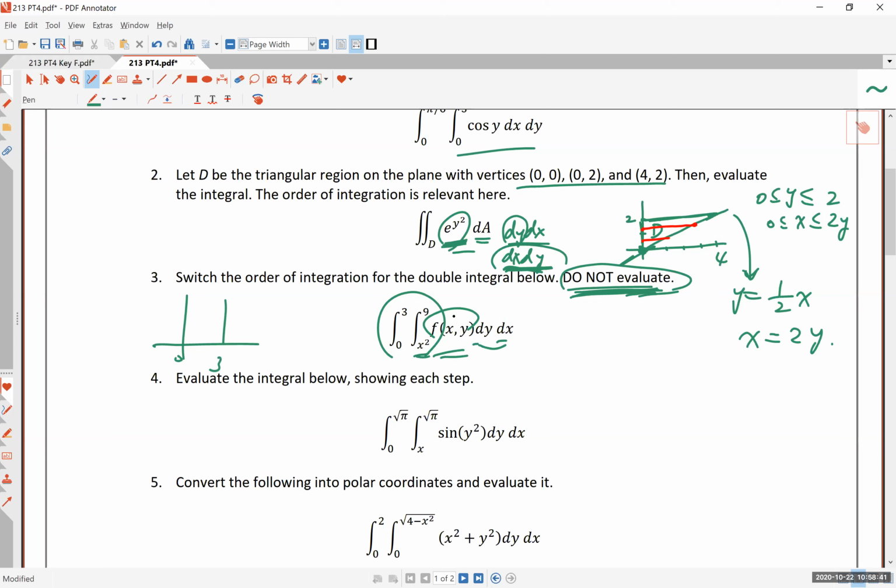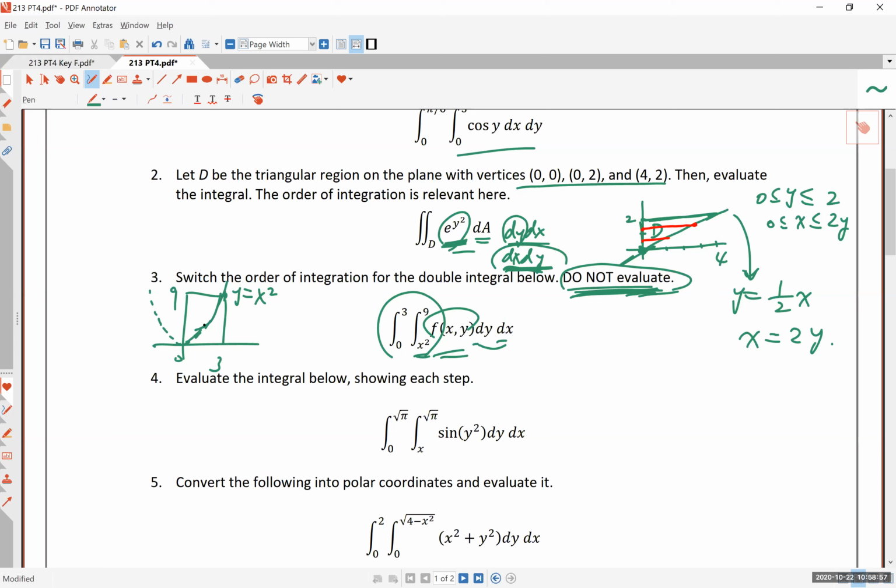Y is equal to x squared. Well, yeah, I know what that thing looks like. It looks like this, right? And it goes up to 9. So you know y equals x squared goes through the point (3, 9). So this is very appropriate. And y goes from x squared to 9.